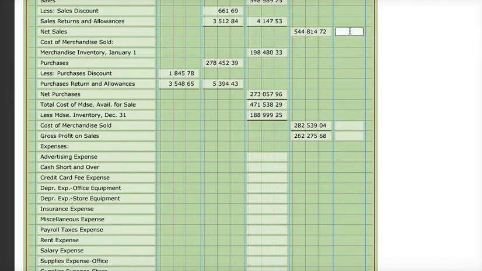All right, so now we're going to do one more step at the top here to make things a little bit easier. So we scroll down. This right here must equal 100%. I'm going to take my 282, divide it into my 544,814.72 to get my percentages of net sales.